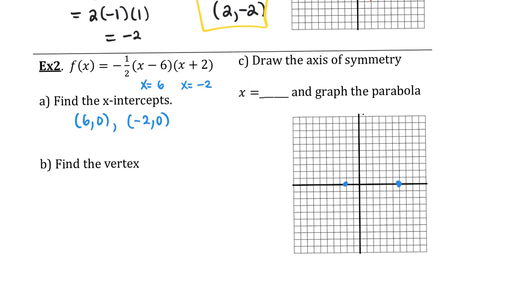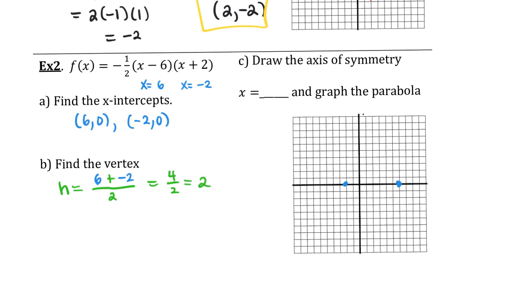Okay, now you could find the x coordinate of the vertex by counting the spaces. I'm going to use the formula so we get used to the formula. So h equals, I'm going to add the two values together. So 6 plus negative 2, and then I divide it by 2. 6 minus 2 is 4. Divided by 2 is 2.